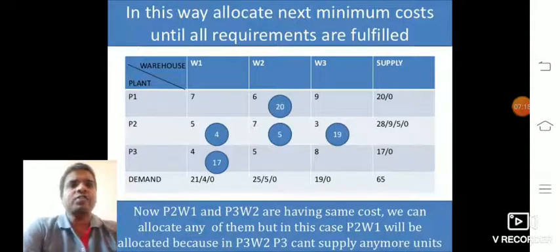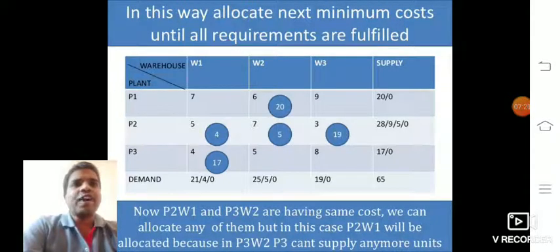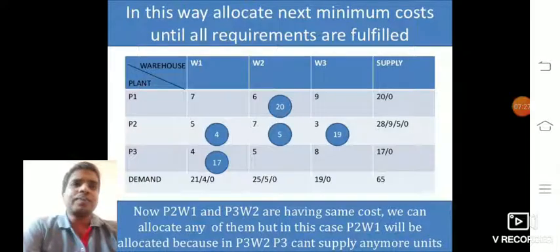Next, the least cost is 5, that is P2 W1. For that cell, see the supply, how much is the supply? That is 9. Now the demand is 4. Which one is the minimum here? Demand is minimum, so 4 is allocated to the P2 W1 cell.